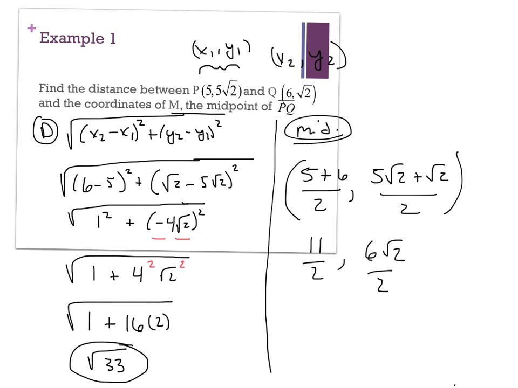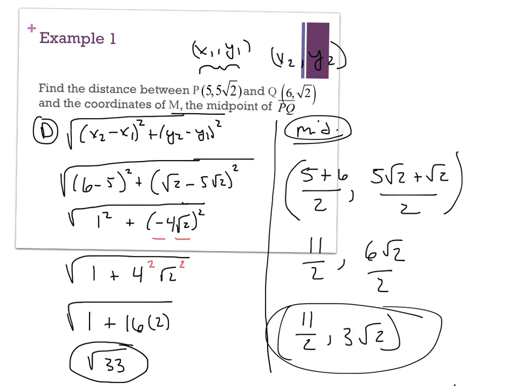we need to reduce. So I'm going to leave this as a fraction, no decimals, just leave it as a fraction, and leave the radicals. And so I have 11 halves, 3 root 2. So those are my two values. This one's my distance, and this one is my midpoint. And these are formulas you've seen since you've been working with algebra.